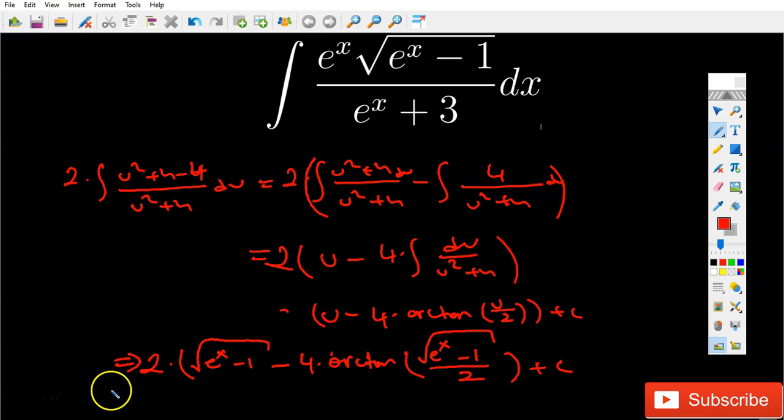So for the solution of this problem, we try to do u substitution. So we set e to the power of x minus 1 under the square root equal to u. And also we try to do some algebraic manipulation to create stuff to simplify them. And then we ended up with this expression, as you can see.